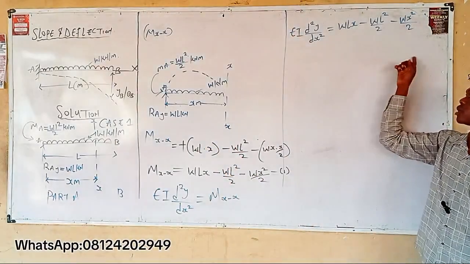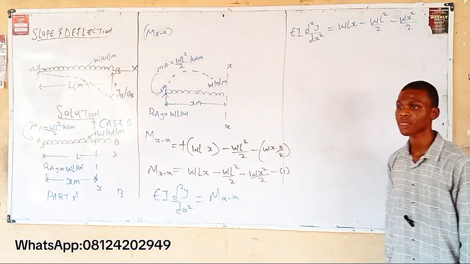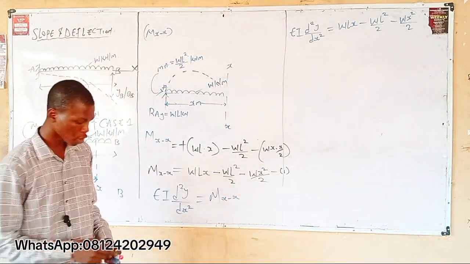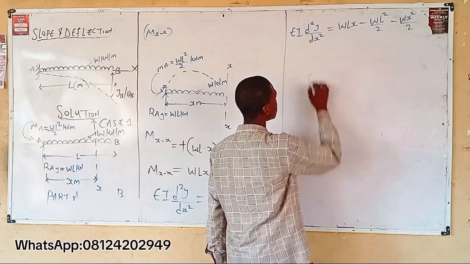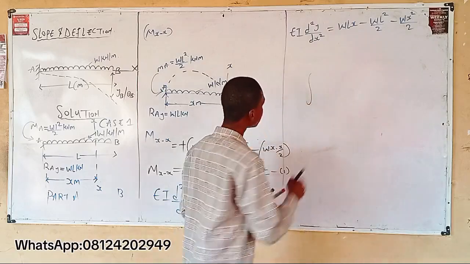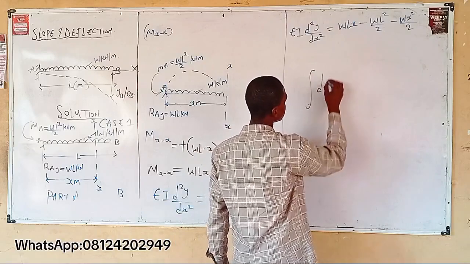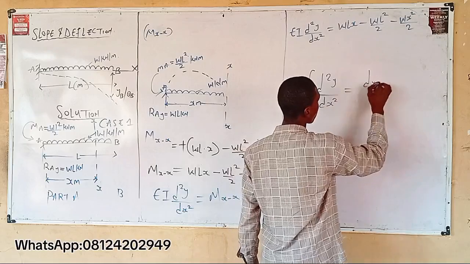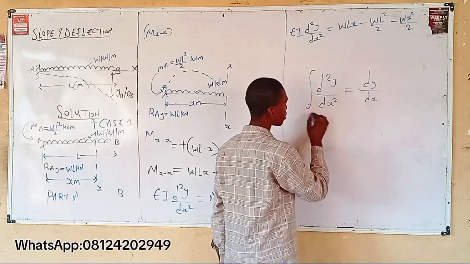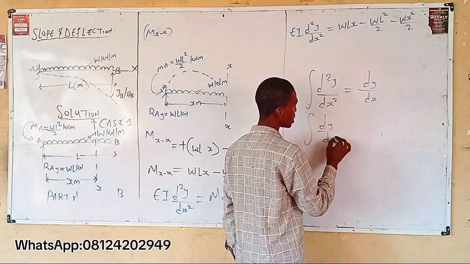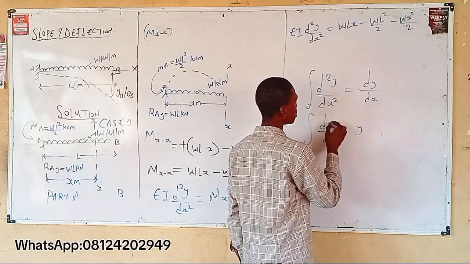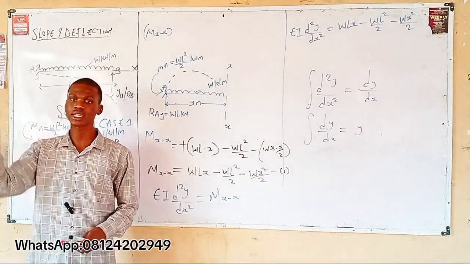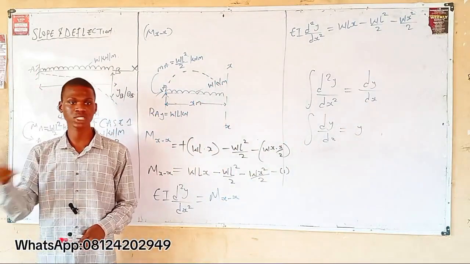Now, what's the next step from here? Integrate both sides. By integrating both sides, we want to get our slope equation. Recall from mathematics, the integral of d squared y over dx squared is dy over dx. Now, the integral of dy over dx is y. Then, what do we refer to as slope in mathematics, in the gradient equation of a straight line?